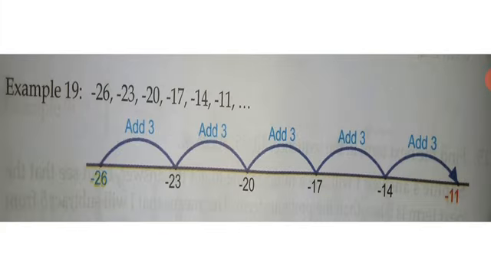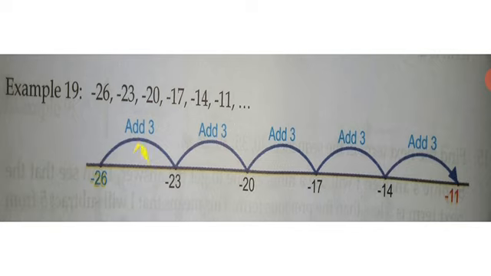So the next example is negative 26, negative 23, negative 20, negative 17, negative 14, negative 11. As you can observe, the negative integers increase by 3, because you're getting nearer to 0.